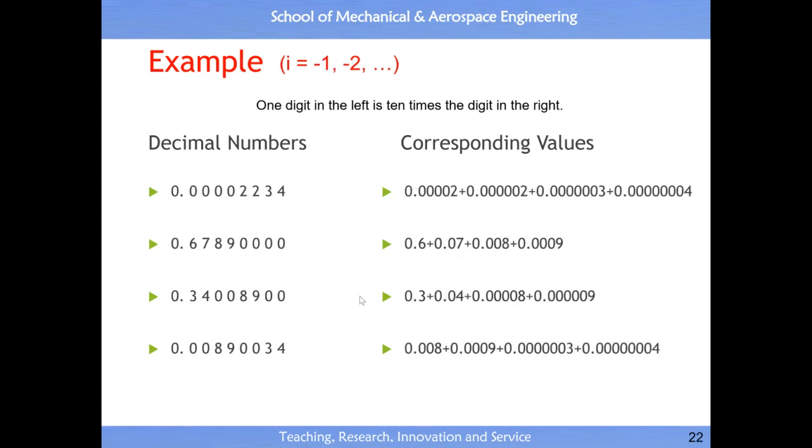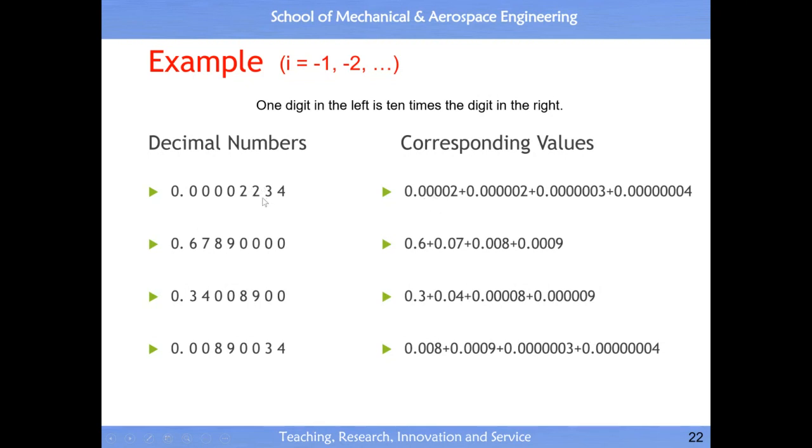Then for fractions, how do we represent a fraction with a decimal number? It's the same principle. Let's say 0.00002234. Then what will be the value of this digit? The value of this digit is equal to the value of the digit itself times the value at the least digit position. At the least digit position, the value is equal to 10 raised to the power -5.